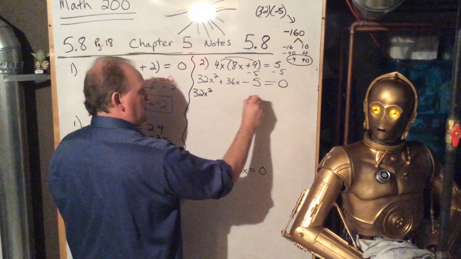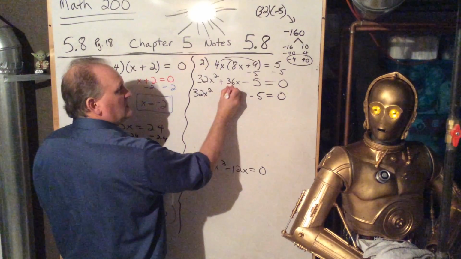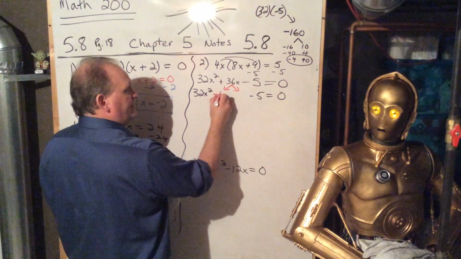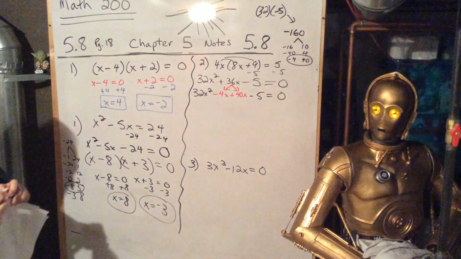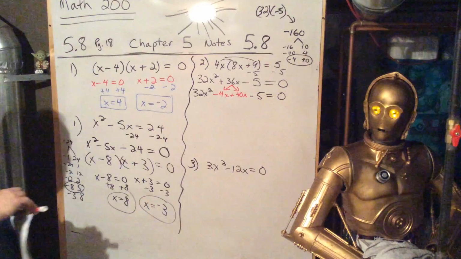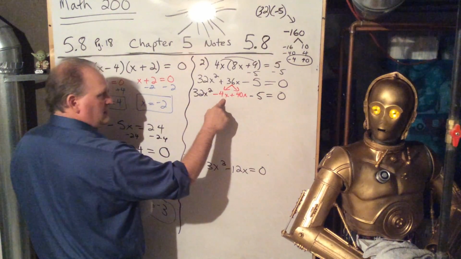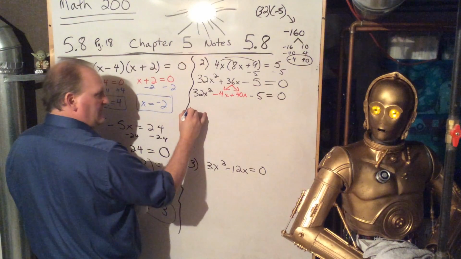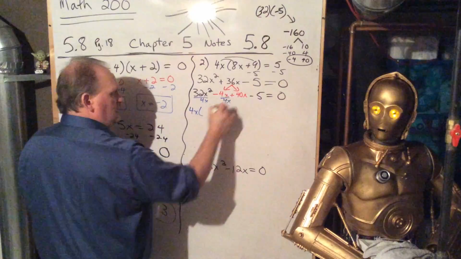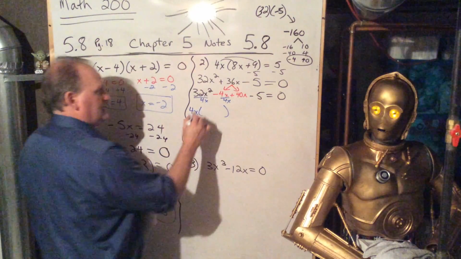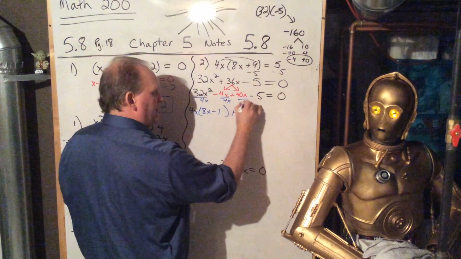32x squared minus 5 equals 0. But we're going to sub in -4x plus 40x right there. All right, so now 1, 2, 3, 4 terms. So we're going to do factor by grouping, factor a 4x out front. The greatest common factor is 4x. And we end up with 8x minus 1, factor out a 5.